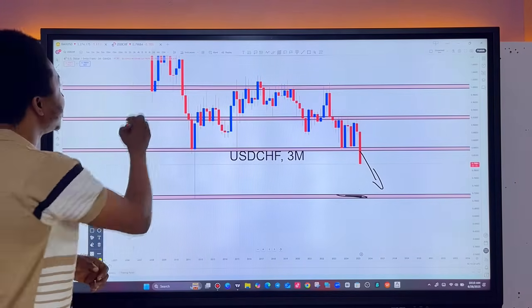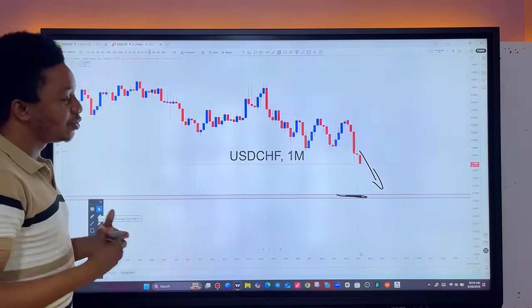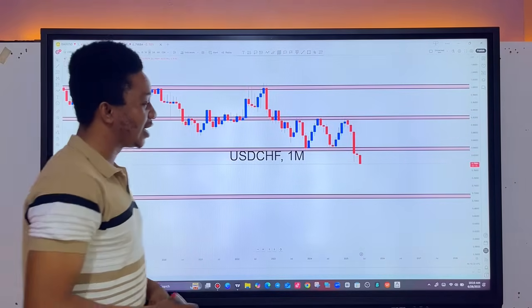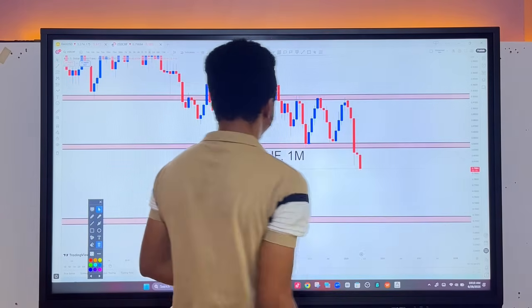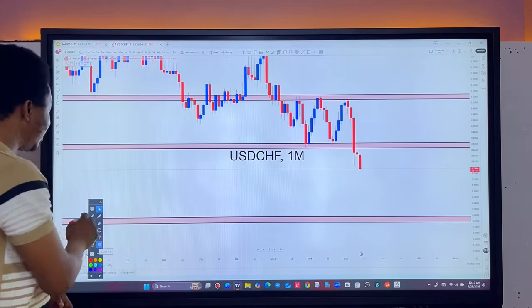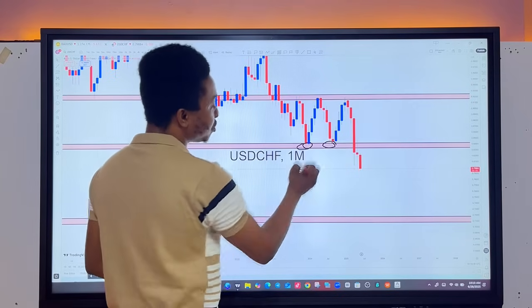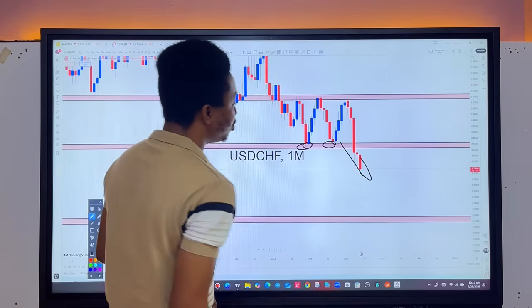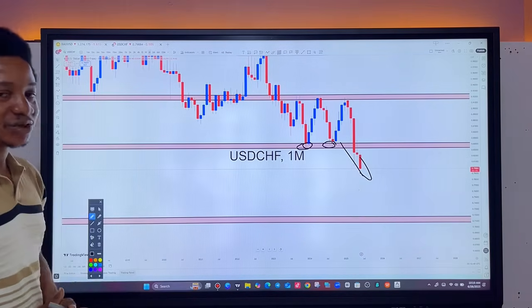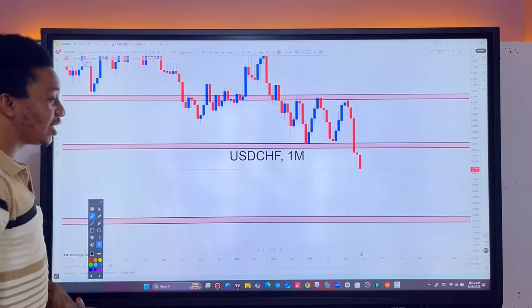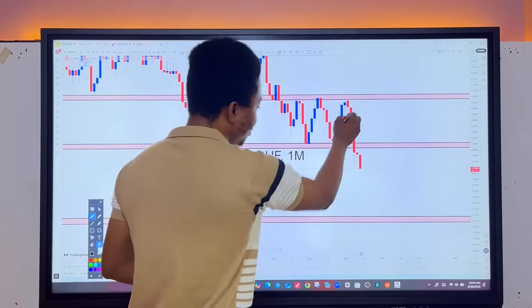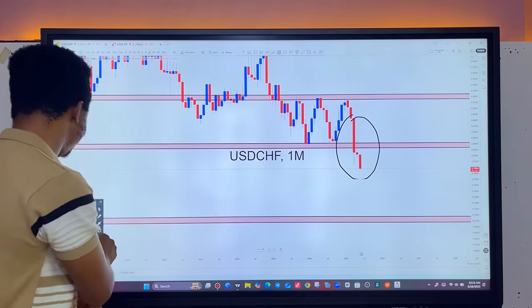So USD CHF, let's go all the way to the monthly time frame to continue with the flow of the analysis. All right, so this is the monthly time frame of USD CHF. Now USD CHF on the monthly, we only see the exact same thing. Price has been able to break below support level and is heading all the way to the downside. So the exact same thing is what we are seeing over here on the monthly. Now without further ado, let's take it to the weekly time frame and have a closer look again at this pair.